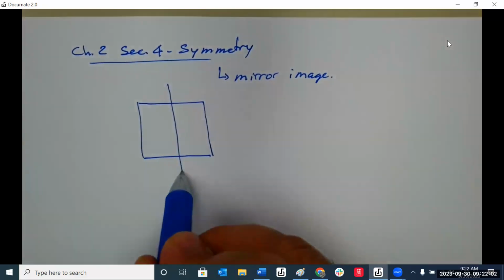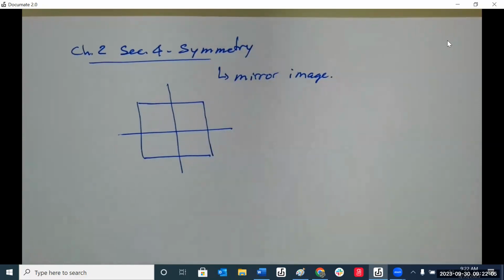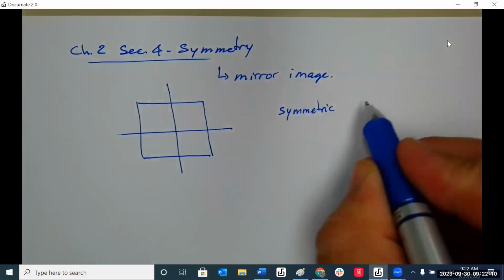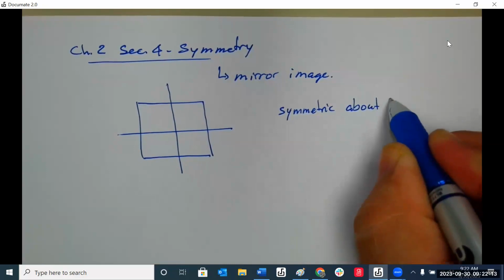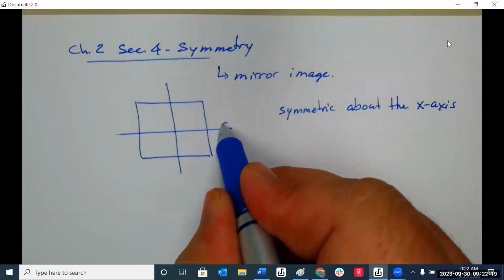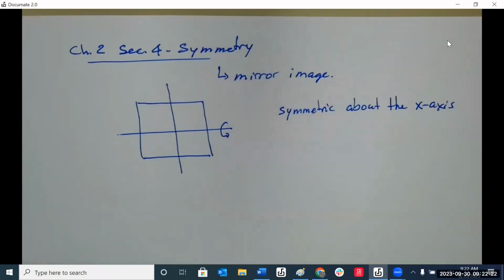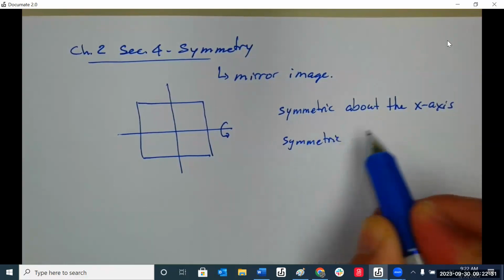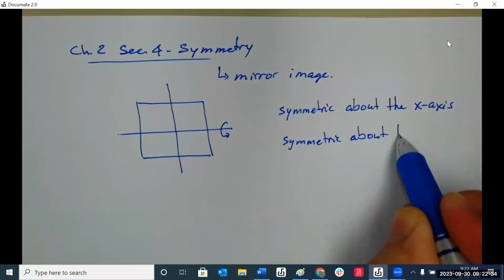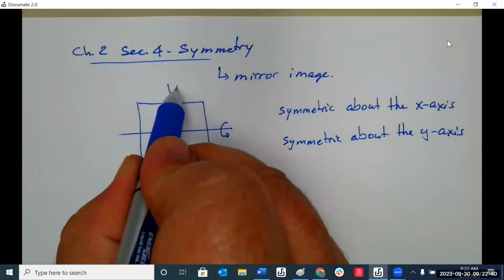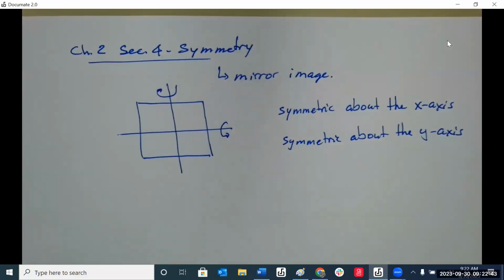Let's say this is our X and Y axis. It's symmetric about the X axis, because if I took the top part and folded it over, it looks the same. It's symmetric about the y-axis, because now if I rotate it across the y-axis, it looks the same.